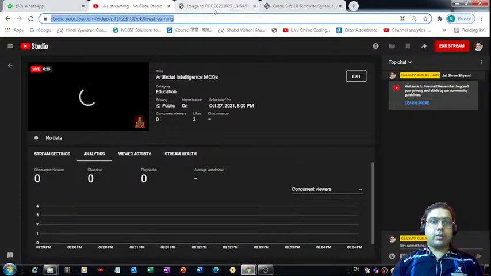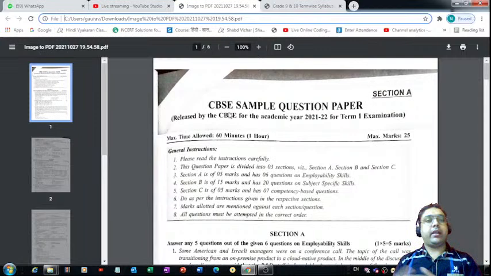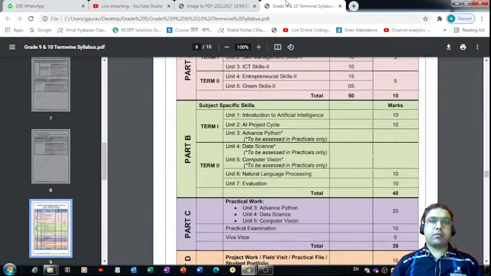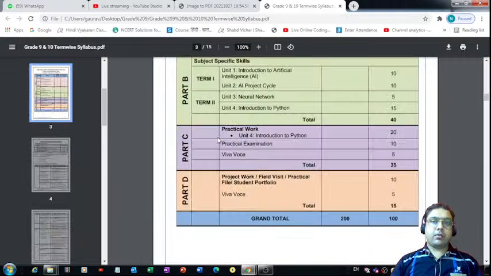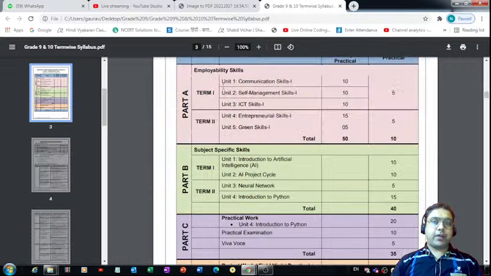So I am here with a sample paper which is based on your first term syllabus. The first term syllabus of grade 9 CBSE and grade 10 CBSE is pretty much the same. For grade 9 also, there are the first 3 units of employability skills in term 1, and from part B, which is based on subject specific skills, we are going to have 2 units: Introduction to Artificial Intelligence and AI Project Cycle. So in total there are 5 units which grade 9 students have to prepare.